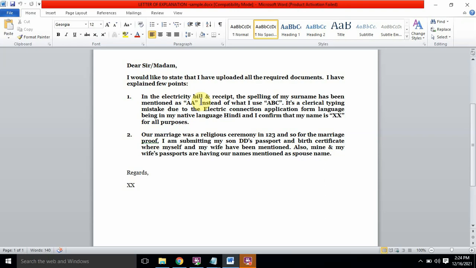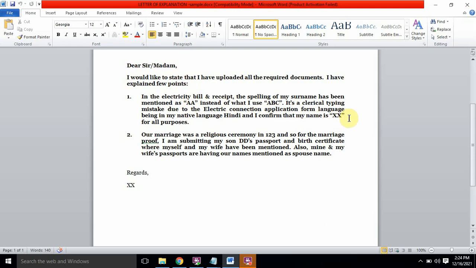Now he is confused. What you need to write here, very clearly, is that I have filled this form in Hindi, and then the clerk translated it into English, and by mistake he kept it as his own spelling AA instead of ABC, and this is your full name XX. So basically, if your name is Ramesh Goyal, you need to write here that the surname is Goel instead of what I use, Goyal, and my full name is Ramesh Goyal.